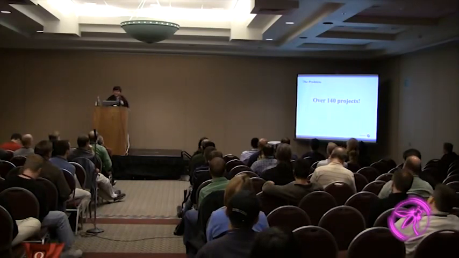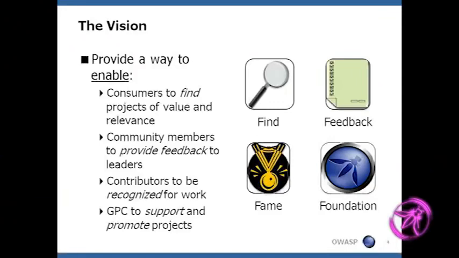So that's a problem that we wanted to solve with the OWASP projects portal. We wanted to provide a way for consumers to actually find projects. We wanted to provide a way for our community to provide feedback for projects, and for our contributors to actually get recognized for their projects. And of course, we at the Global Projects Committee had a little bit of a selfish, non-altruistic part of it, and that's the fact that we want to be able to manage and sort through the projects. So it's not all warm and fuzzy. There's some selfishness to it.